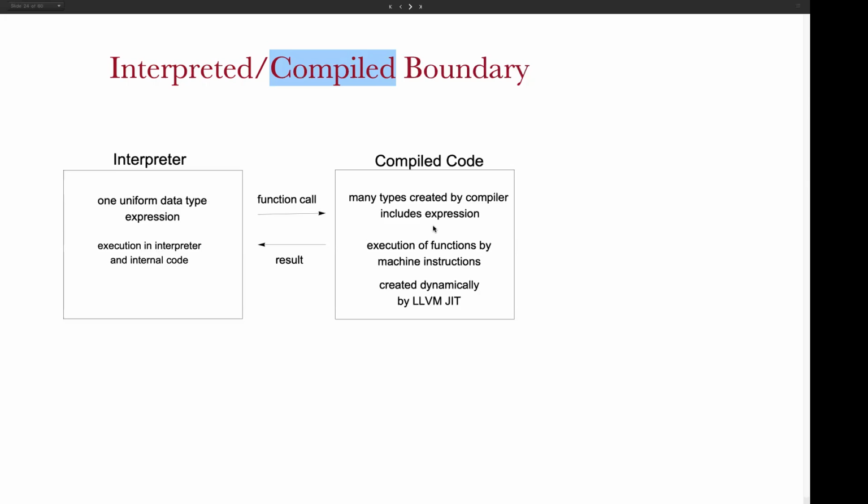In the compiled code, there are many types that have been created by the compiler. One of the types is actually the expression type that the interpreter uses. So that's quite useful. And the execution of functions takes place by native machine instructions. And this whole thing is generated dynamically by LLVM JIT. So we make a function call and the result comes back.